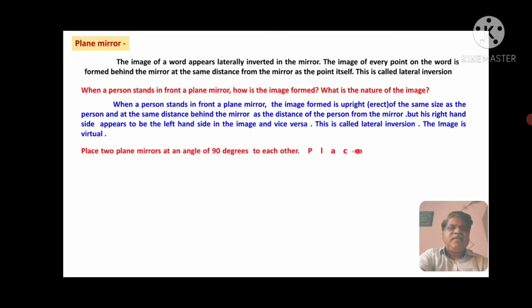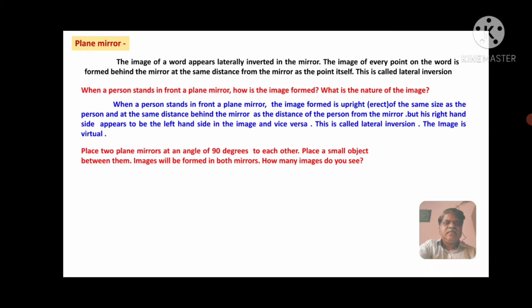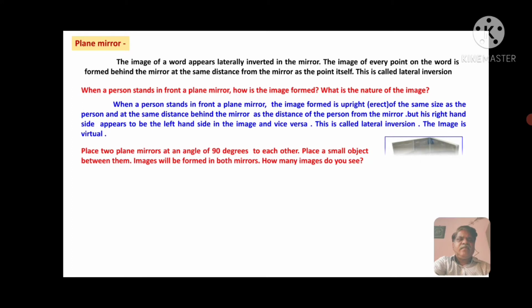Place two plane mirrors at an angle of 90 degrees to each other. Place a small object between them. Images will be formed in both mirrors. How many images do you see here? Friends, you can see here plane mirrors placed at 90 degrees to each other.